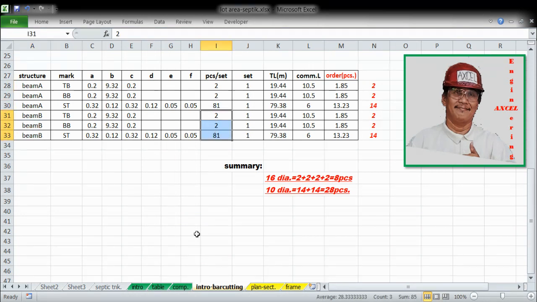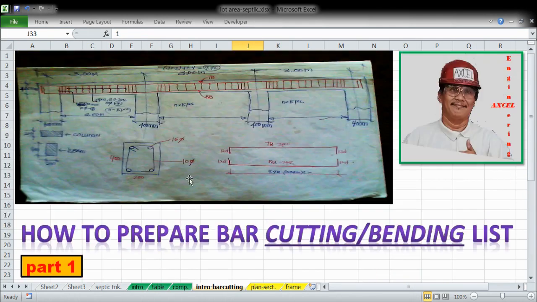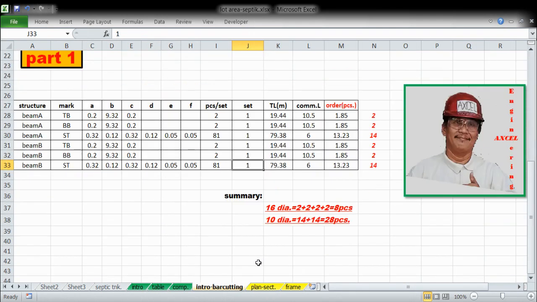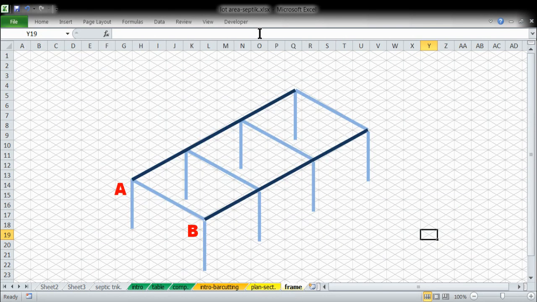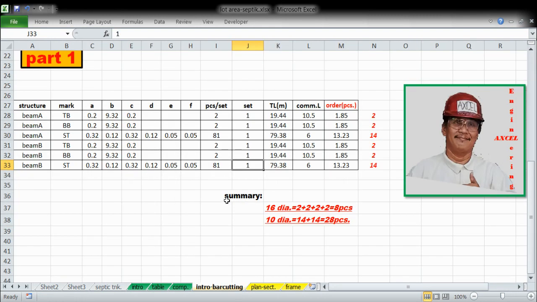Okay, so beam A, one set, also for B. Okay, ito yung set, yung set. O, beam A ay one set, ang beam B ay one set. Okay, para hindi malito, beam A, one set, beam B, one set. Okay, yan. So, ito na, multiply mo lang.